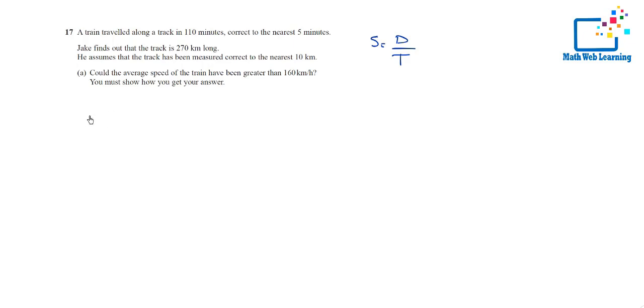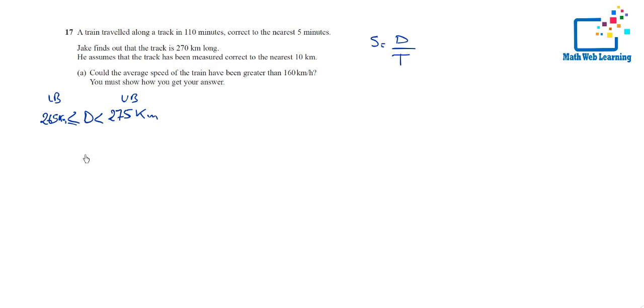I'm going to write it down as an inequality. That would help me, but if you didn't, that'd be fine. So the distance is less than 275 km and greater than or equal to 265. So this is the lower bound and this is the upper bound.